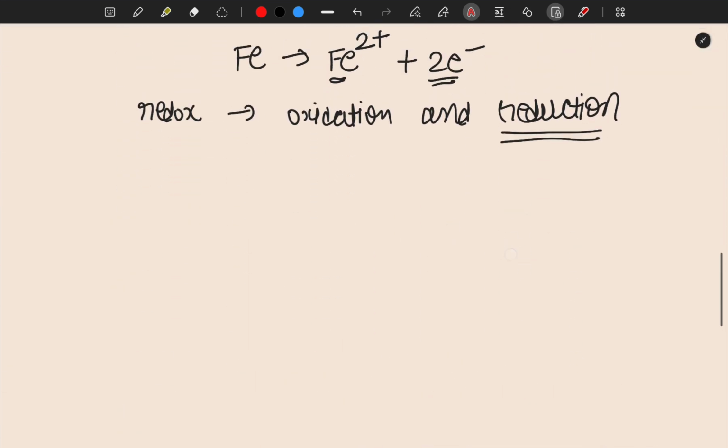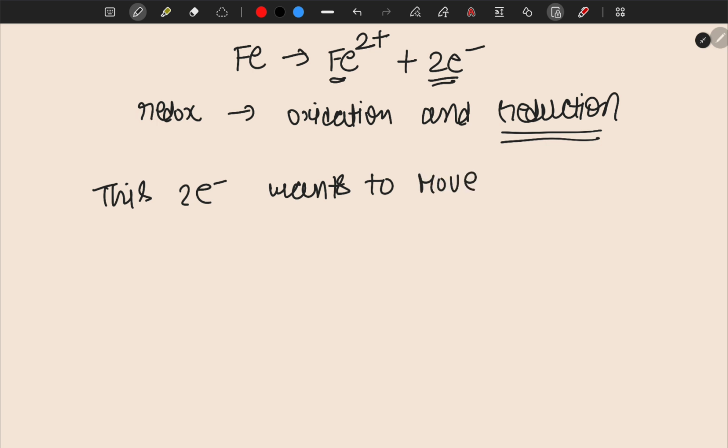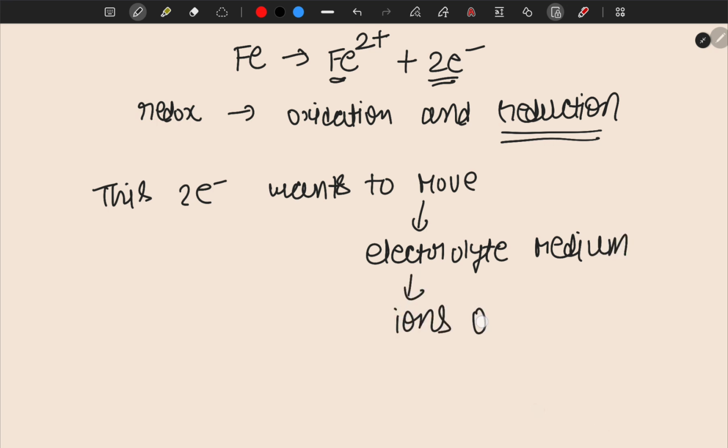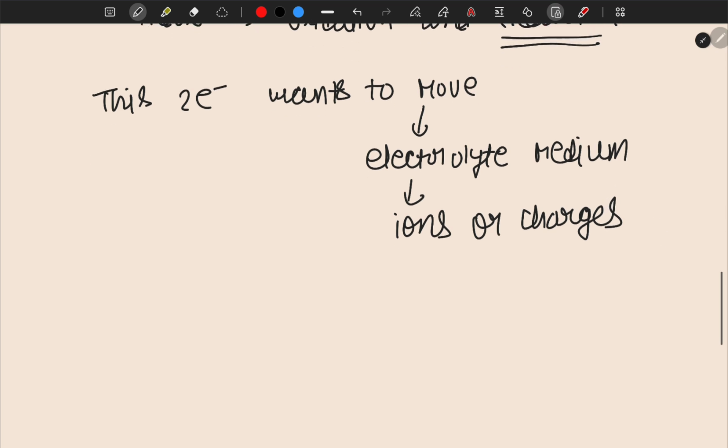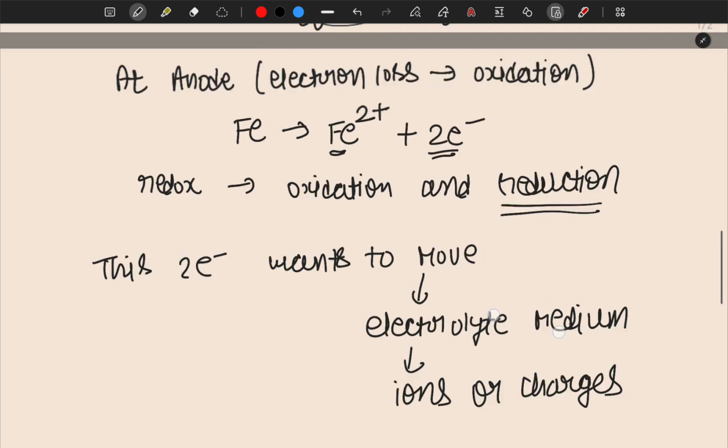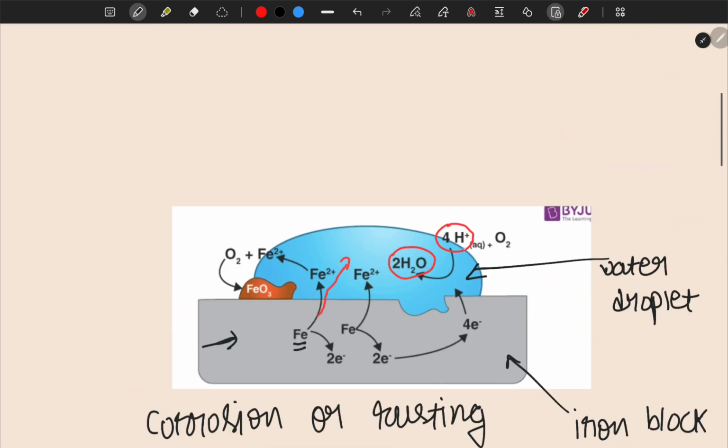So these 2 electrons want to move, and for their movement we need an electrolyte medium. What do I mean by electrolyte medium? Something that has ions in it, ions or charges. Electrolyte medium is something which has ions or charges. So now, as you can see in this picture, we have this 4H+ here.